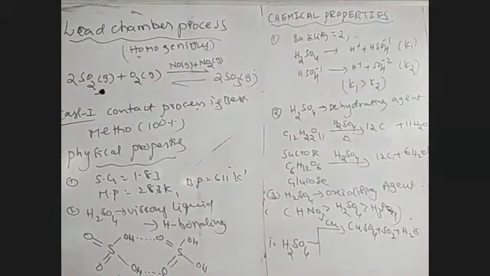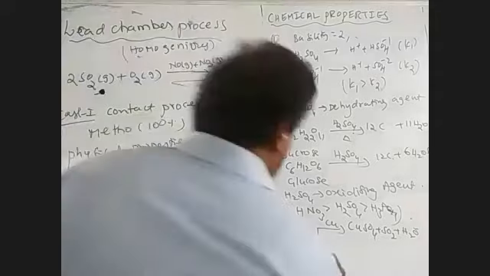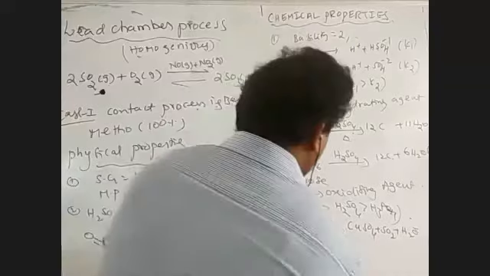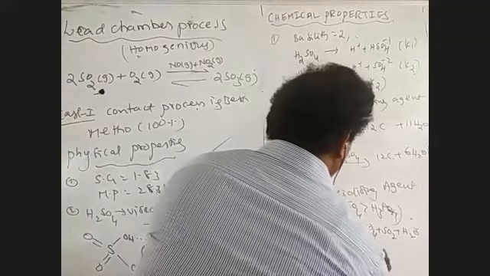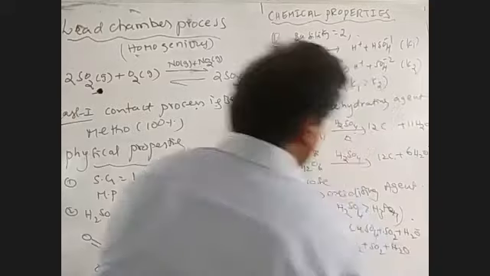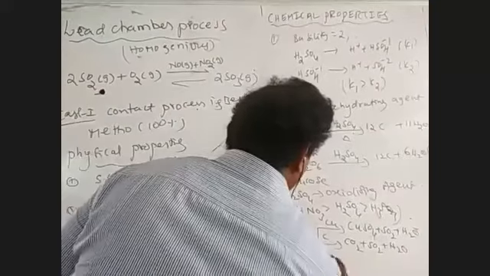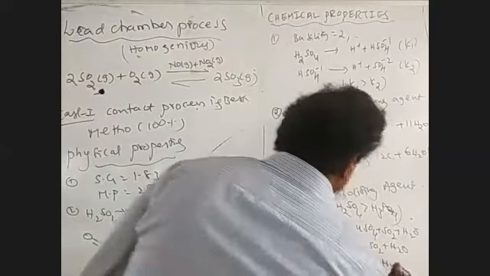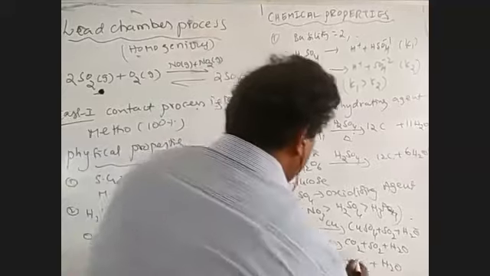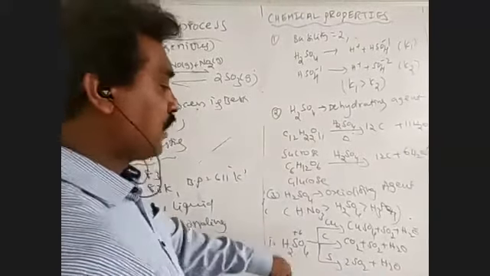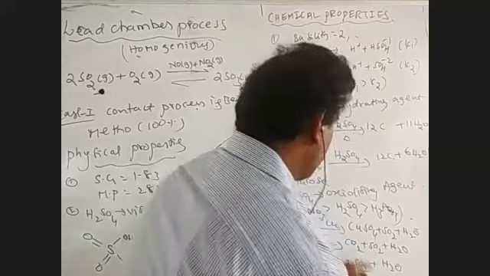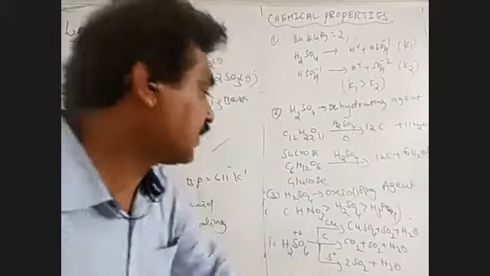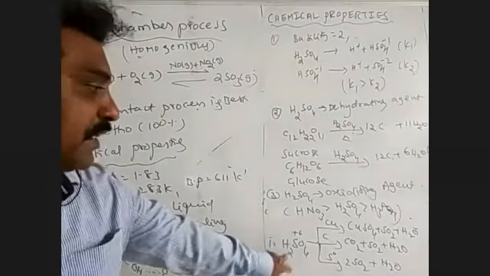And when H2SO4 reacts with carbon, H2SO4 acts as an oxidizing agent, meaning sulfur undergoes reduction. So carbon undergoes oxidation, and CO2 plus SO2 plus H2O is produced. When H2SO4 reacts with sulfur, 3SO2 plus 2H2O is produced. Here sulfur goes from plus 6 to plus 4, a decrease, which is reduction, so it is the oxidizing agent. This sulfur goes from 0 to plus 4, an increase, which means oxidation. Therefore, this sulfur acts as a reducing agent and H2SO4 acts as an oxidizing agent.